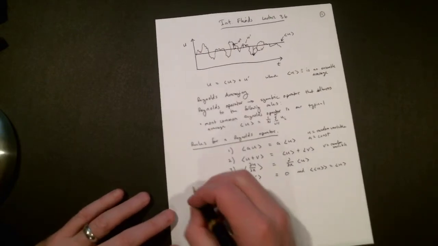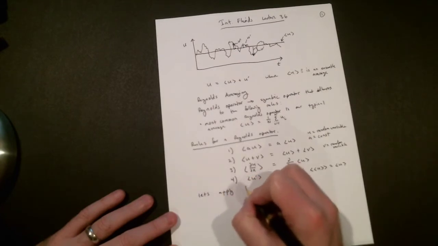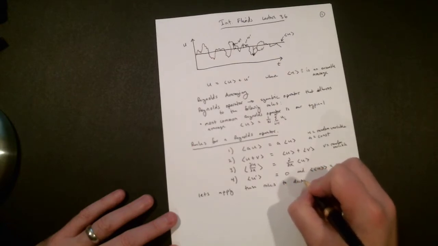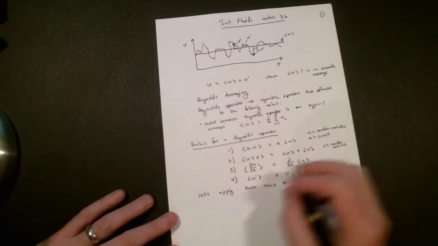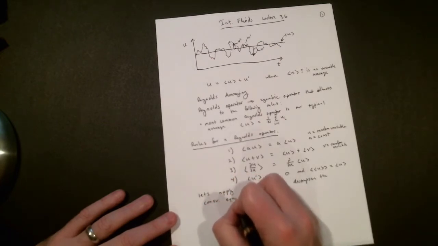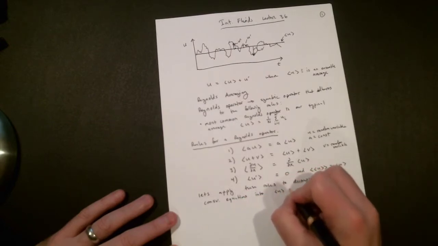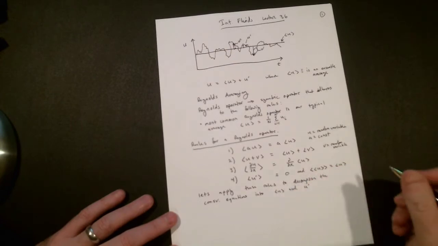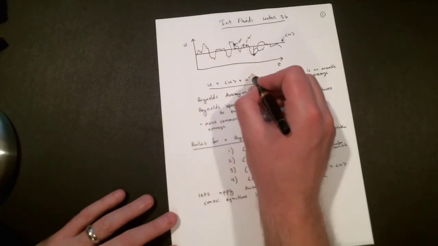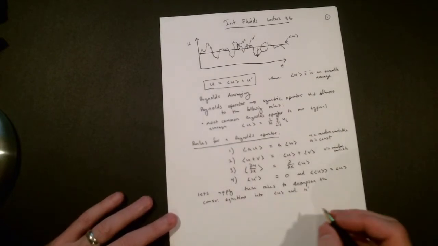So what we want to do is let's apply these rules to decompose the conservation equations into mean and fluctuating components. So we basically want to take conservation of mass and conservation of momentum and put this into it. So let's look at conservation of mass first.